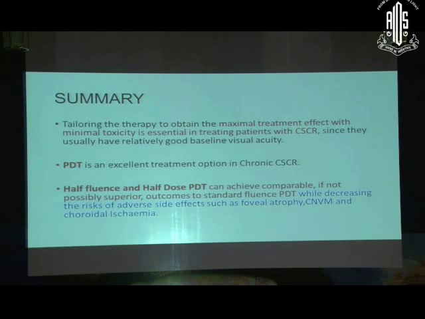In summary, tailoring the therapy to obtain the maximal treatment effect with minimal toxicity is essential in treating patients with CSR, since they usually have relatively good baseline visual acuity. PDT is an excellent treatment option in chronic CSR. Half fluence or half dose PDT can achieve comparable, if not possibly superior, outcomes to standard fluence PDT, while decreasing the risk of adverse side effects such as foveal atrophy, CNVM, and choroidal ischemia.